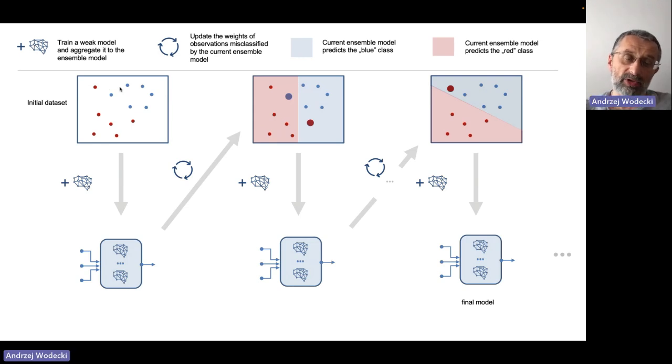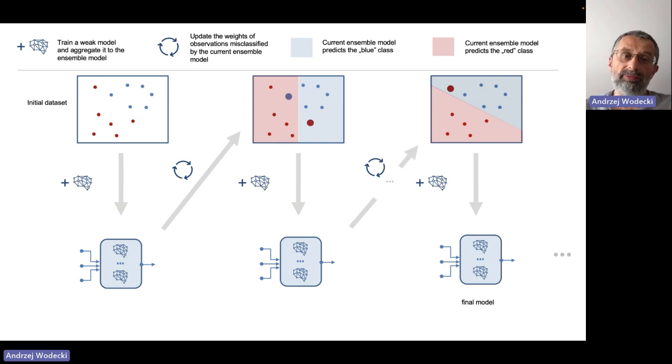So we trained the first model, which is very primitive, yes? And the result of this model is here in the middle. So our current model after the first training just takes a simple line in the middle of our data set and says, okay, everything on the left is red and everything on the right is blue. So the current ensemble model predicts the blue class here and the red class there. Okay, and then we are looking for the errors.